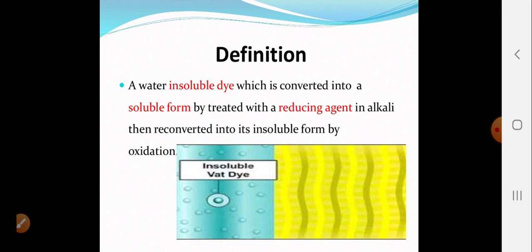The definition of a vat dye is a water-insoluble dye which is converted into soluble form by treating with a reducing agent in alkali and then converted back into insoluble form by oxidation. We saw this same thing while seeing classification also, that vat dye needs treatment before and after dyeing. First it is made soluble by reduction and then again made insoluble by oxidation.